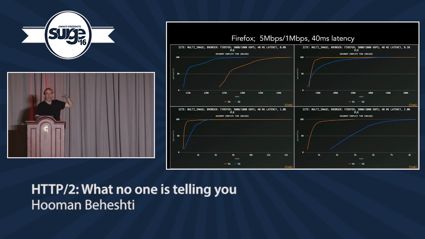And this graphs all the percentiles for each of those runs. Blue is H2, orange is H1. Get used to these colors. I'm going to show you a lot of these. And look at the pattern as packet loss is added.